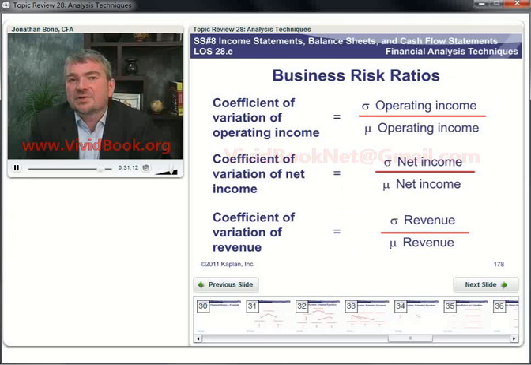So your coefficient of operating income is just the standard deviation of your EBIT divided by mean EBIT. Coefficient of net income, standard deviation of net income divided by mean net income. And then finally coefficient of sales, standard deviation of sales, i.e. revenues, over mean revenues.